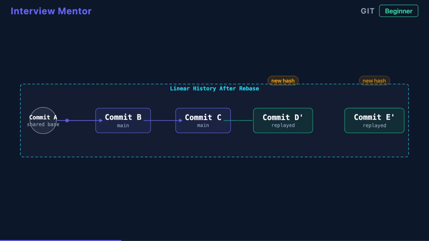Rebase works differently. Instead of creating a merge commit, it takes your commits and replays them one by one on top of the target branch. Each replayed commit gets a new hash, but carries the same changes. The result is a perfectly linear history. It looks like your feature was always built directly on top of main.